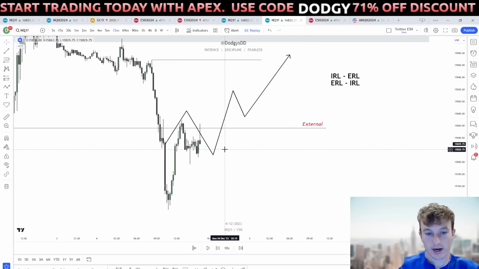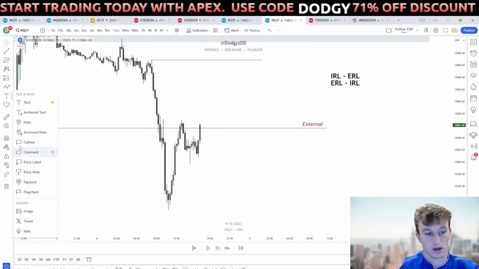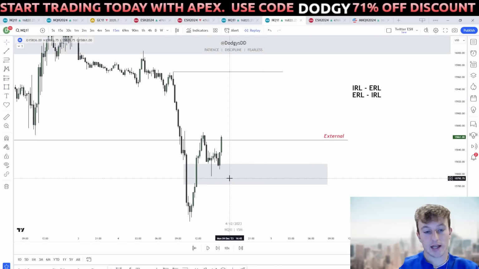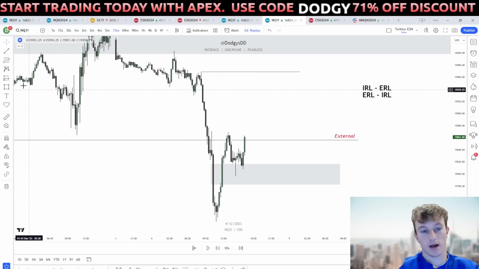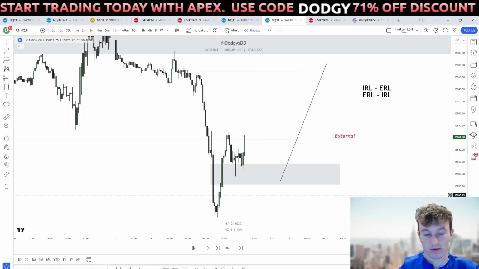Okay, right there. So this is actually not a market structure shift, but it's actually a BPR. So this is something that's like, okay, now I have a BPR that can identify as a market structure shift. Now I know the market has to at least go back to this high.